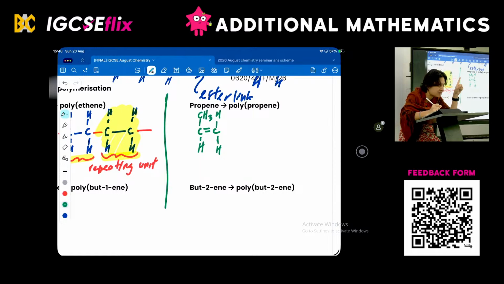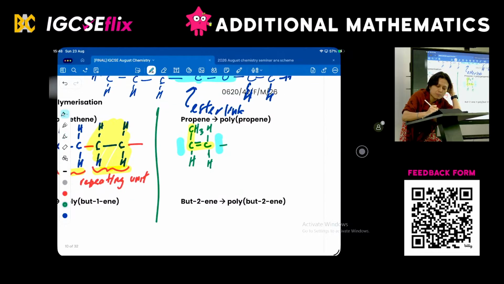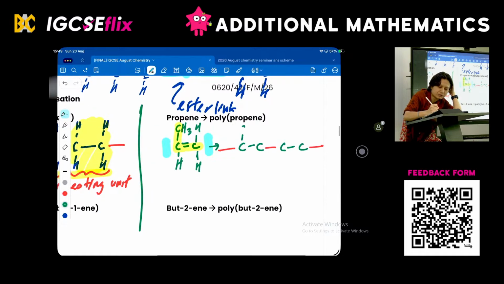Now look carefully. This is not a methyl. This is just 3 carbons in a row: 1, 2, 3. Like that. Is it empty here and here? Yes. You just squash it so that the double bond is here in the middle. The side is empty. So when they open up their bonds, it's like this. It's always double bond, open up, double bond, open up like this. And so you put everybody up and down.